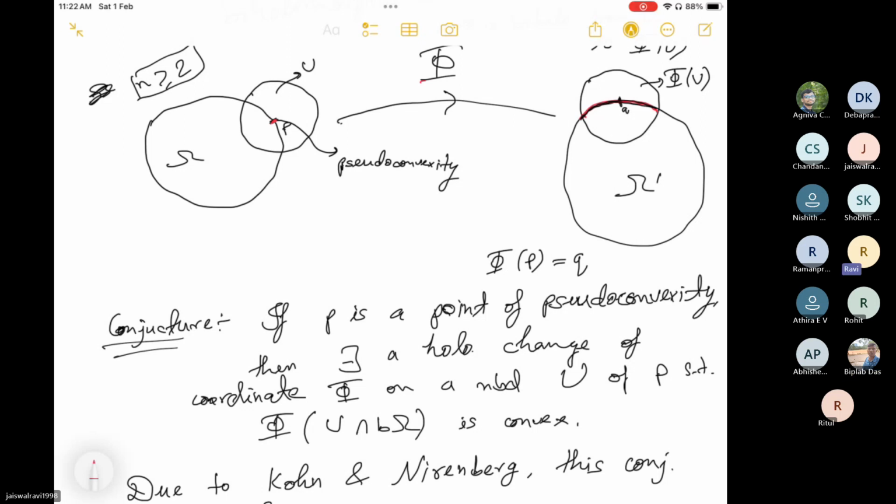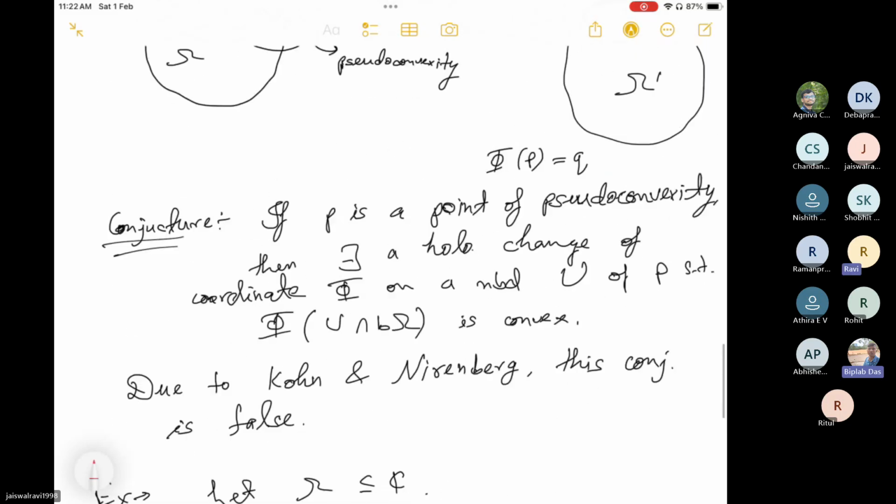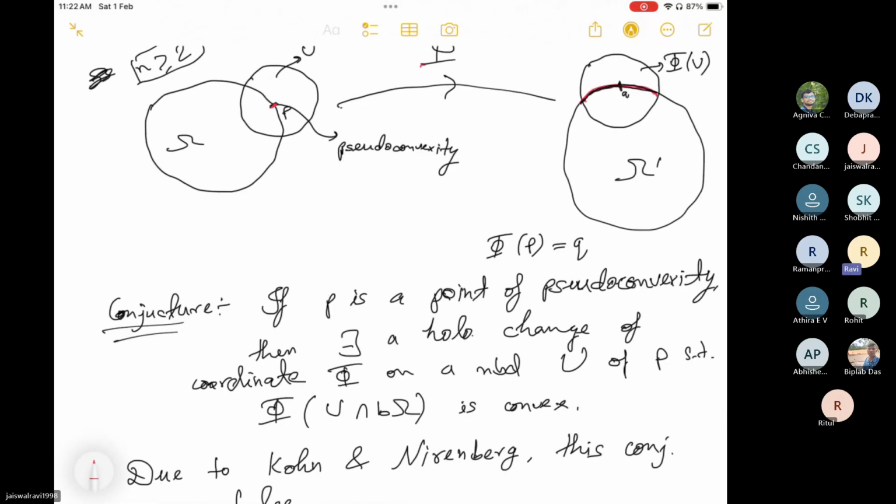So I'll give the proof, then you may get some idea. Can we have a more general case, meaning if we have a point which is pseudoconvex but not strongly pseudoconvex, plus some extra condition, can we have a local holomorphic coordinate? I will give it first for strong pseudoconvexity, then we can talk about the more general case.